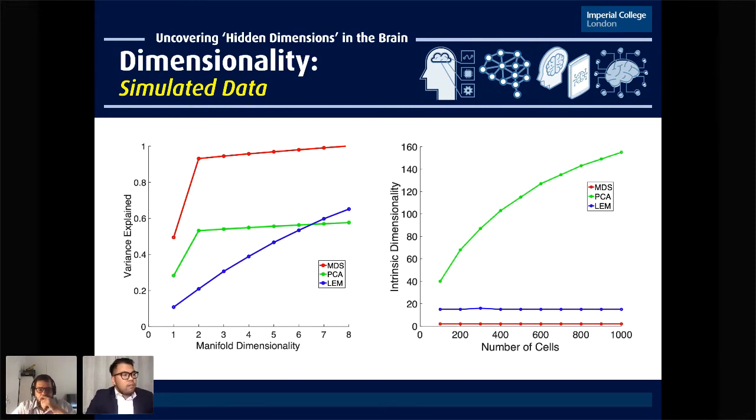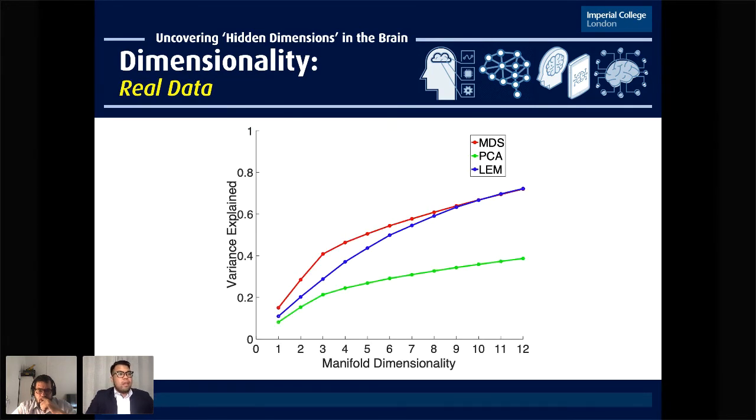And as we can see in both figures, MDS outperformed the other two methods with only two dimensions for any number of cells, and only two components to capture more than 90% of the variance. So in general, MDS captures higher variance in fewer dimensions than the other two methods. We also did the same for the real data. And as we can see, again, MDS performed best among the three. But from the ninth dimension onwards, MDS and LEM performed almost similarly.